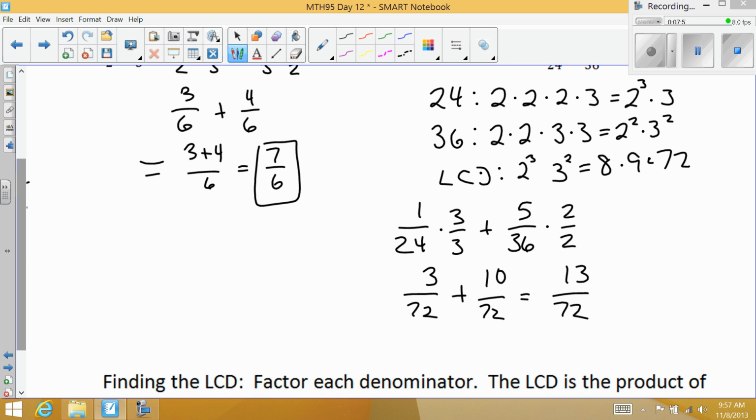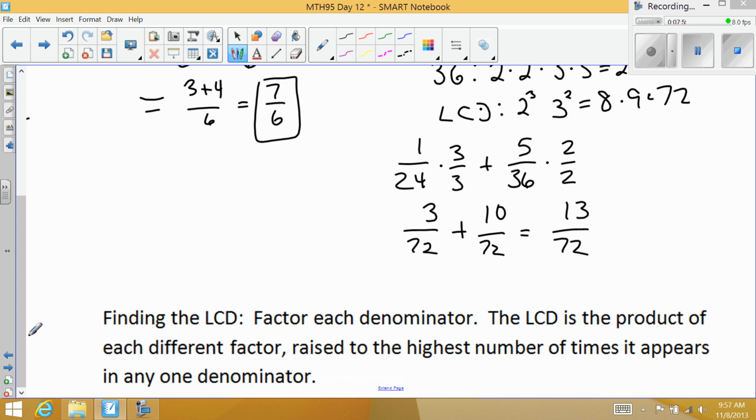So when you're finding the least common denominator, factor each denominator first. The LCD is the product of each of the different factors, so all those different bases, raised to the highest number of times, so the biggest exponent, it appears in any one denominator.